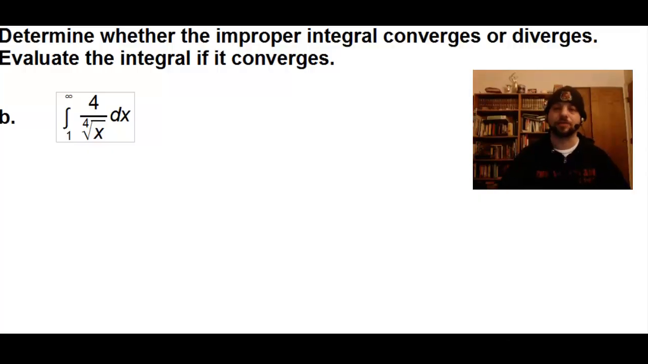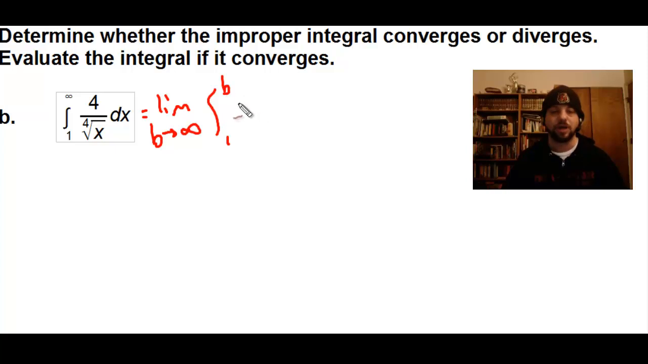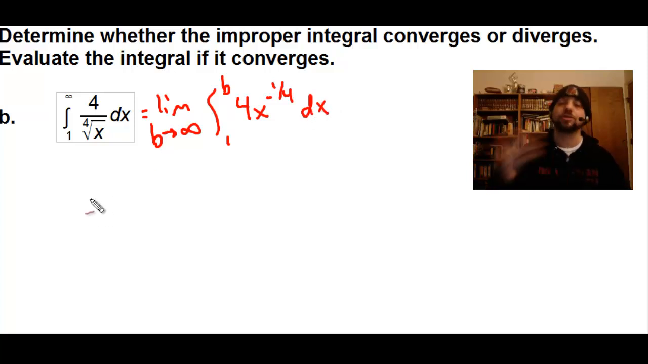Our second example is very similar to the first example. You can see, again, we're going from 1 to infinity, and we have a very easy integral to evaluate. So I'm not going to spend a lot of time on this one. Let's just write it out and see what happens. Again, we're going to do the limit as b approaches infinity from 1 to b. I'll rewrite this as 4x to the negative 1/4 dx. And we'll just integrate this, and we'll take it from there.